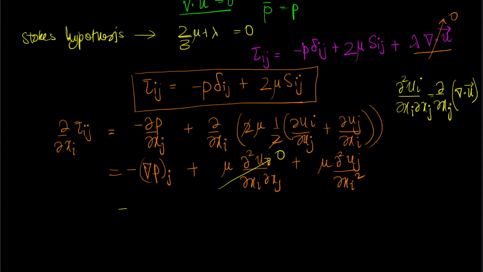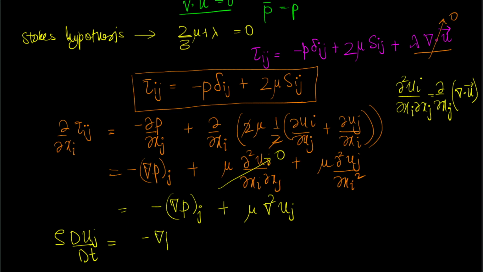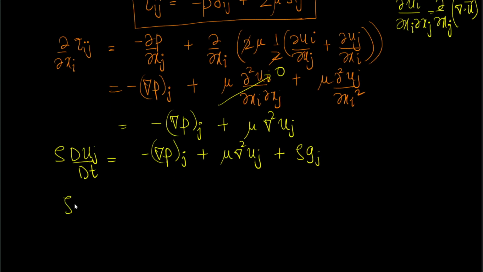So the divergence of the stress gives us the gradient of pressure, its j component, plus mu Laplacian of the j component of velocity. So essentially rho d uj dt is equal to minus gradient of p, its j component, plus mu Laplacian of the j component of velocity plus rho gj. In vector form, this may be written as rho du dt is equal to minus gradient of pressure plus mu Laplacian of u plus rho g vector.